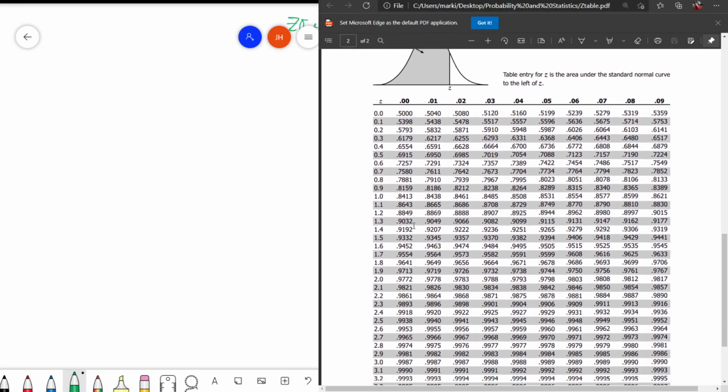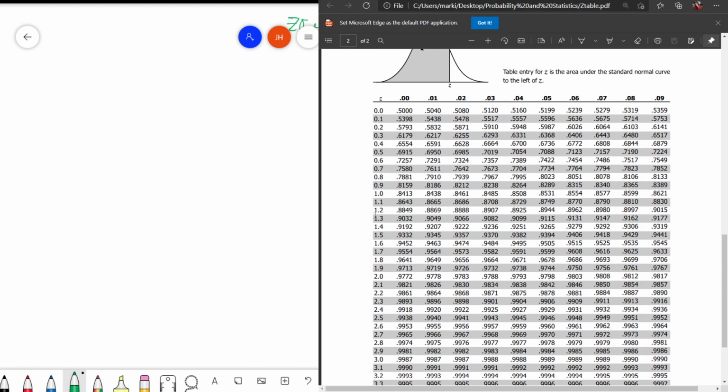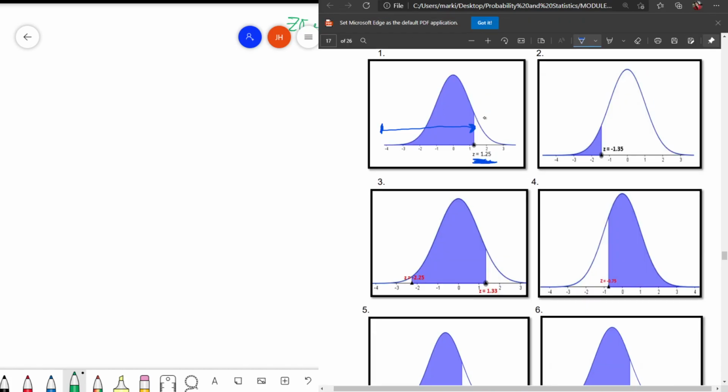Let me recall how to look for the score. So 1.25: positive 1.2 for the first decimal place, then the hundredths place, which is 5. You look for it here. So 1.2, then the 5, and the value is 0.8944. So you have your answer. What's the area of this one? That is 0.8944. This is the answer for the shaded part. The answer is 89.4 percent, again from left to right.